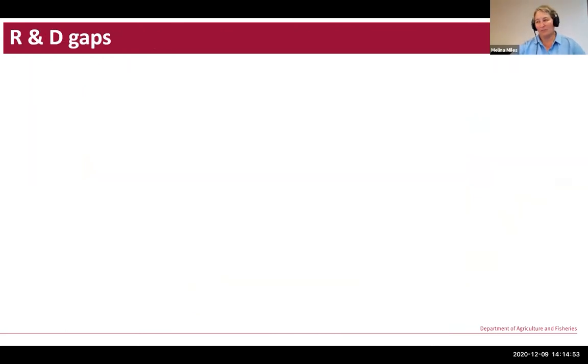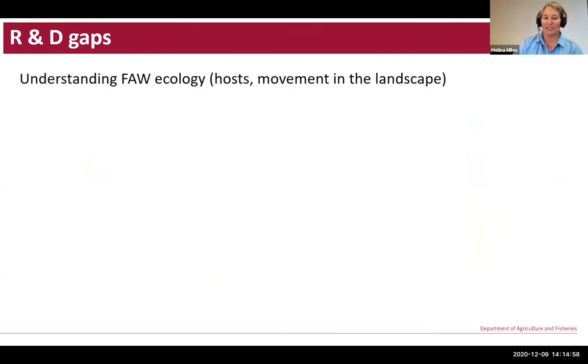So in order to get there, what are the research and development gaps? Well, this is not an exclusive list by any stretch, and there are probably a whole pile of things that I haven't managed to put in there. But importantly, understanding the ecology of fall armyworm, which hosts is it using in the landscape? How far is it coming from?